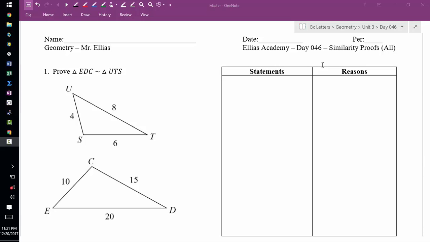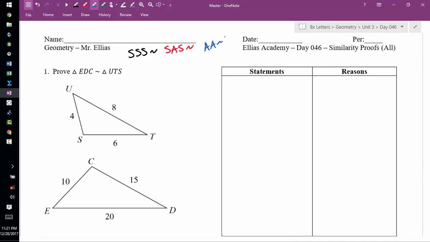This is where we're going to finish up our similarity proofs. We're going to cover all of the postulates, or as I've been referring to them as theorems. So far we've learned the side-side-side similarity theorem. We've learned the side-angle-side similarity theorem, and today we're going to be talking about the angle-angle similarity theorem. And you'll see that in problems 5a and 5b.